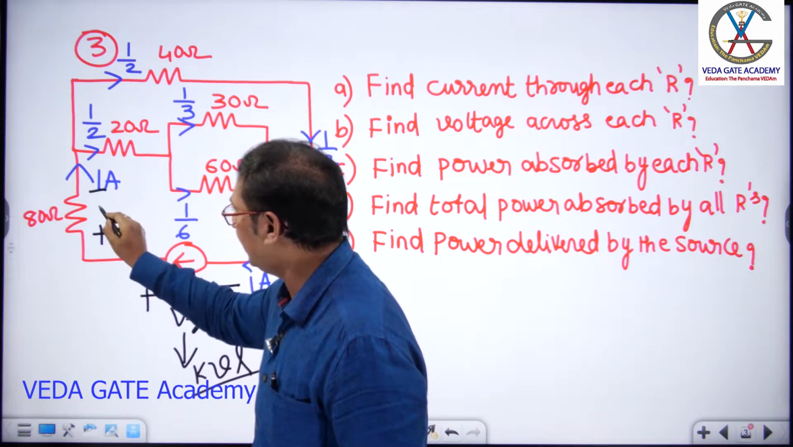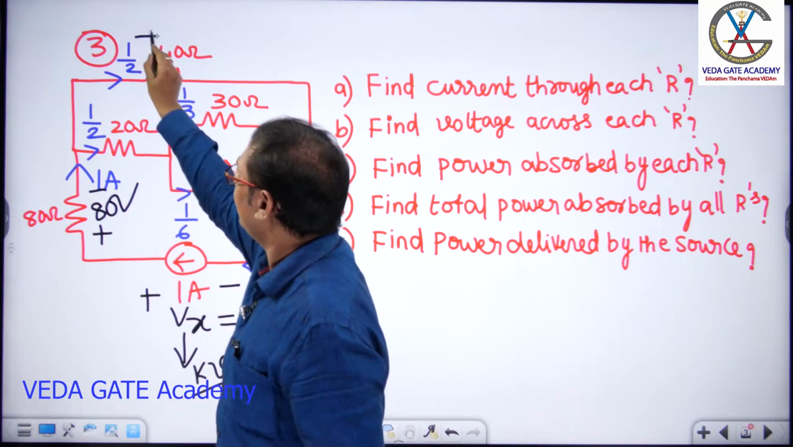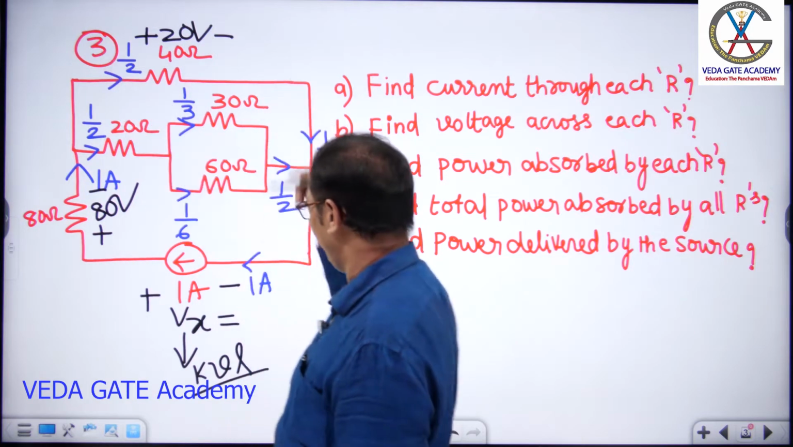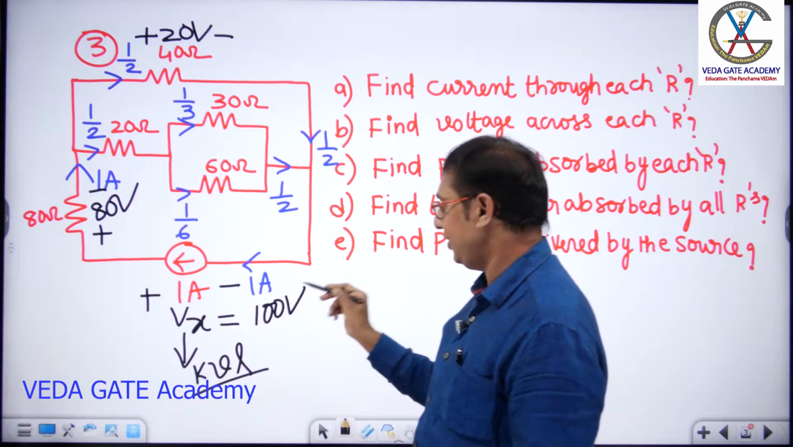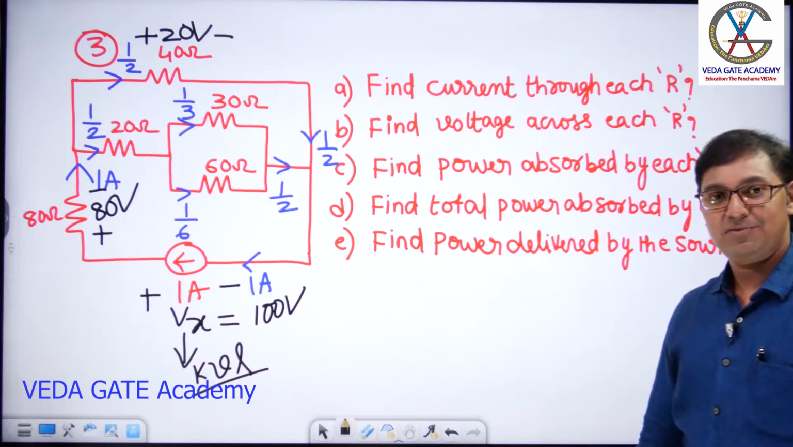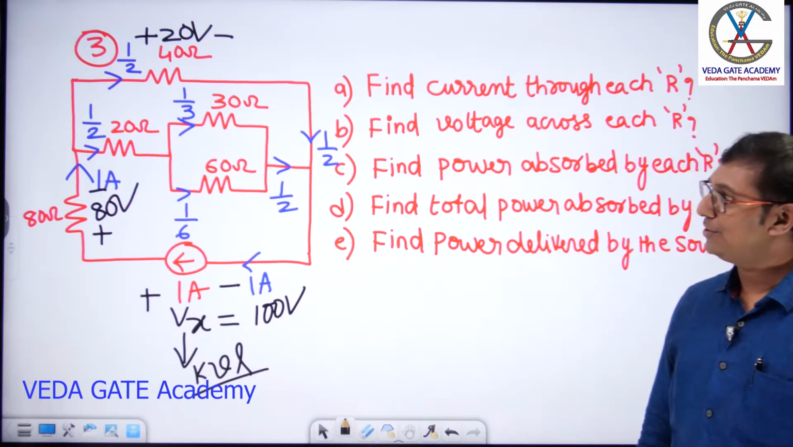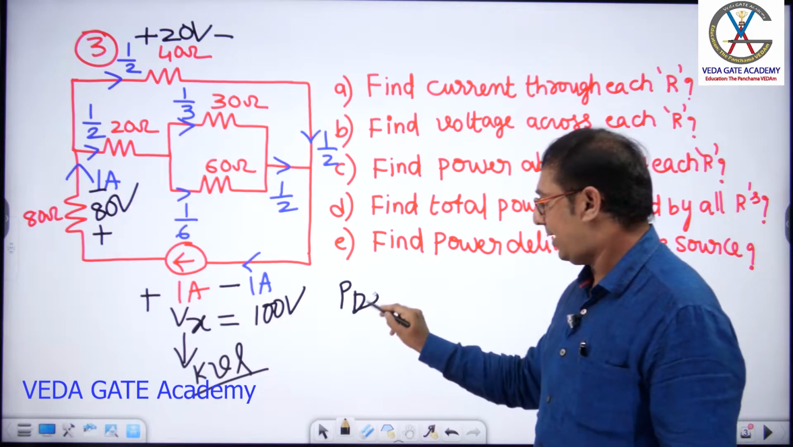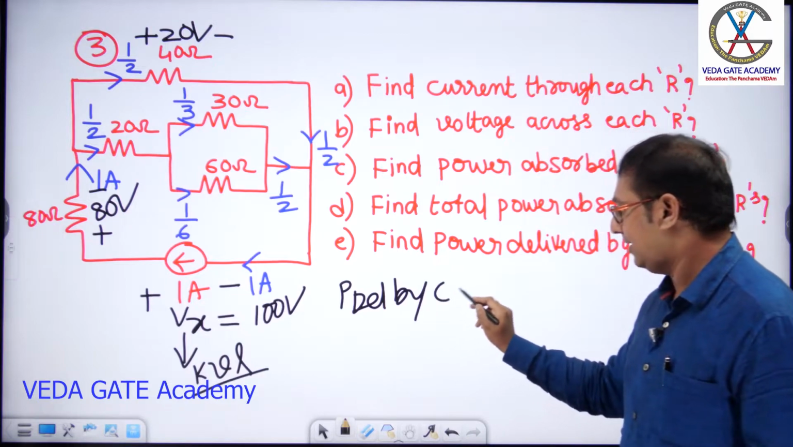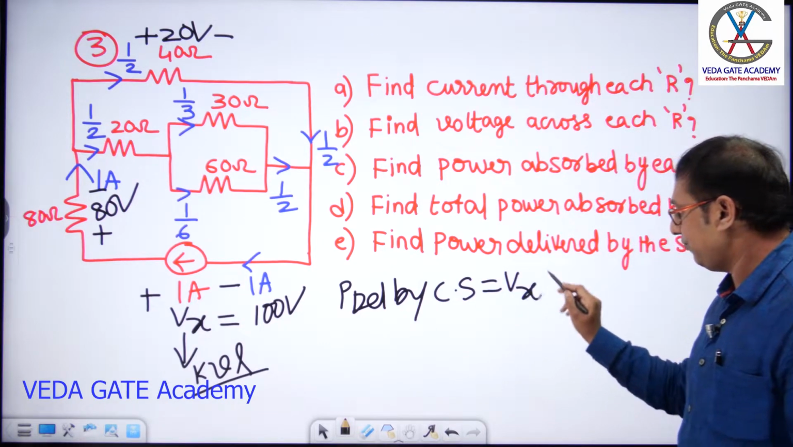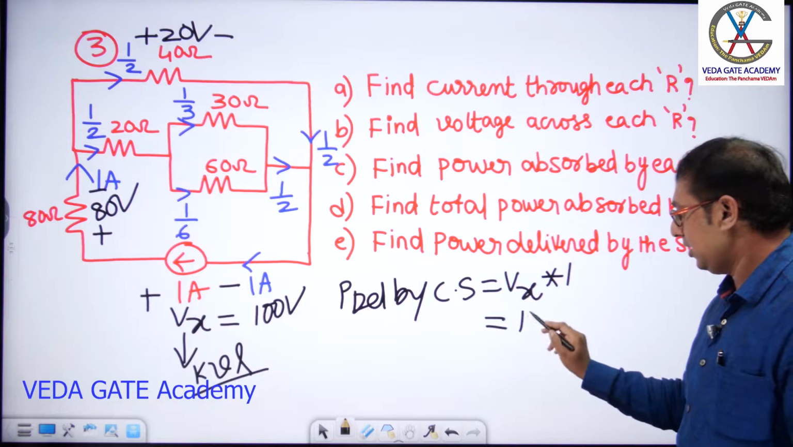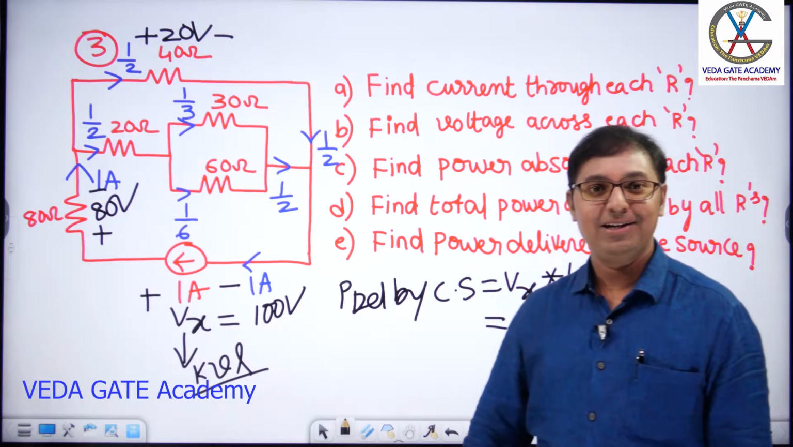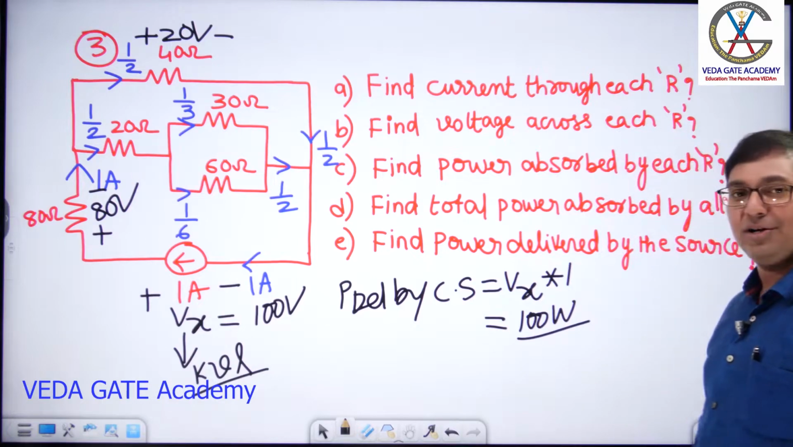What is voltage across this? Some 80 volts. What is voltage across this? Some 20 volts. Started positive: 80 plus 20, Vx value is 100 volts. So this is the third question. Now easily you can write power delivered by current source, Vx into 1. How much, dear? 100 watts.